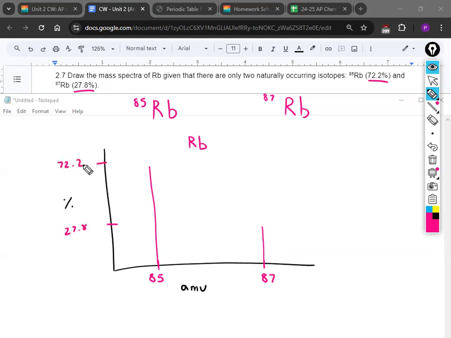Sorry, did I see a question, or were you just going to correct me? Okay. And that's it. That is your mass spec. Super easy, right?